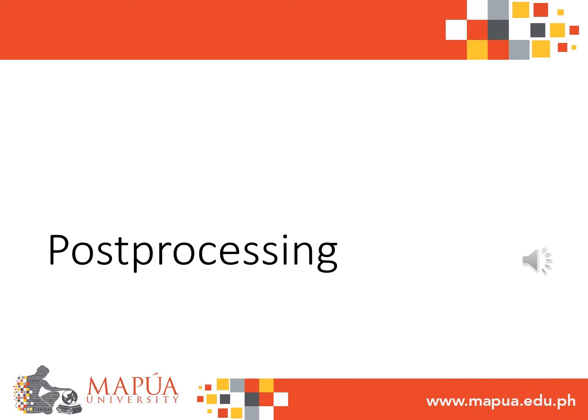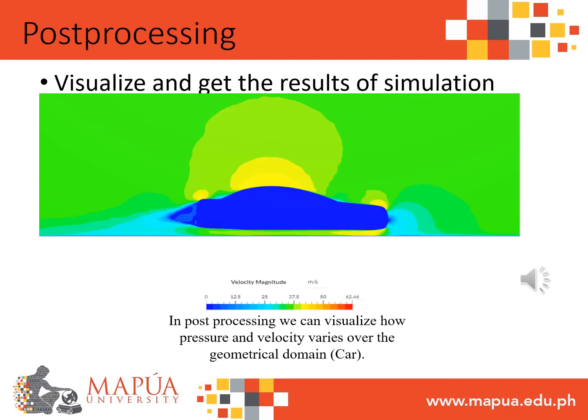After the simulation process, we can now proceed to the post-processing stage. In post-processing, we can visualize and get the results of the simulation. We can visualize how pressure and velocity vary over the domain. And for the results of the simulation, since we specified in the results control that we want the drag and lift coefficient, we can obtain those data in post-processing.